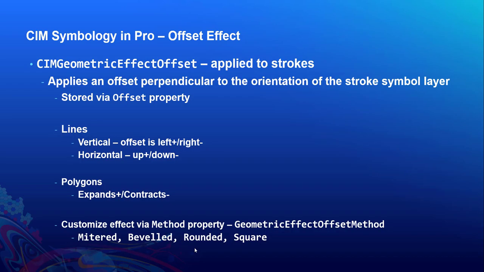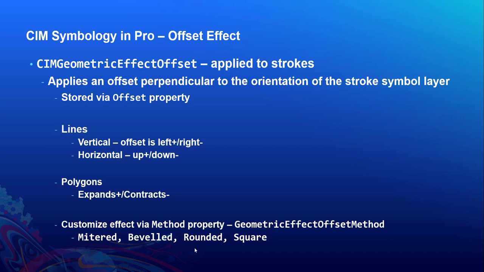CIM geometric effect offset. You use that with strokes. The offset is stored in an offset property. And then whatever is the offset, it's applied perpendicular to the orientation of the stroke. If you apply a stroke with the CIM geometric effect offset to a line symbol, the result will be a left to right offset if the line is vertical, up and down offset if the line is horizontal, and then of course anything in between, depending on the angle of the line.